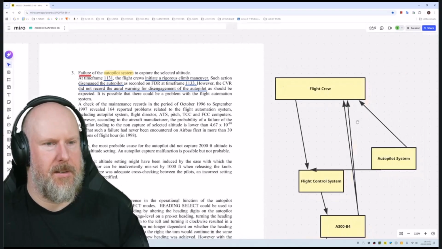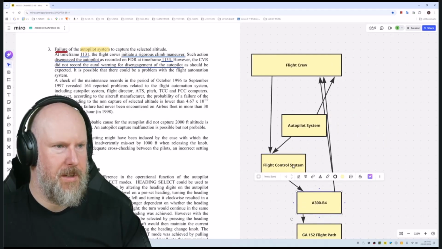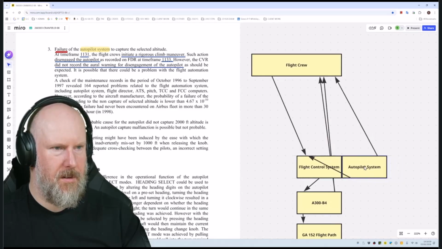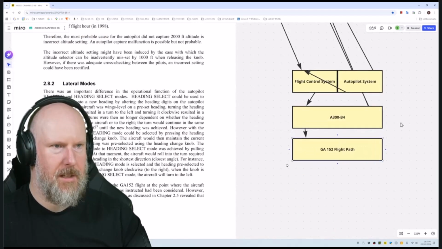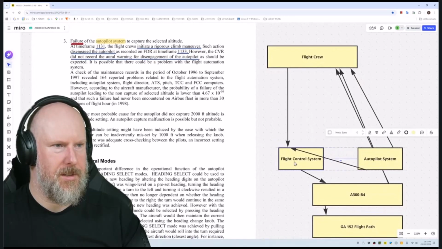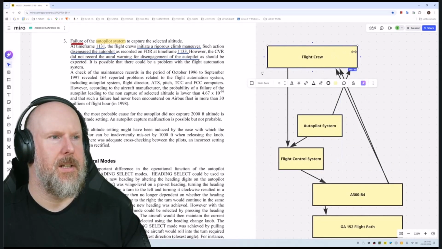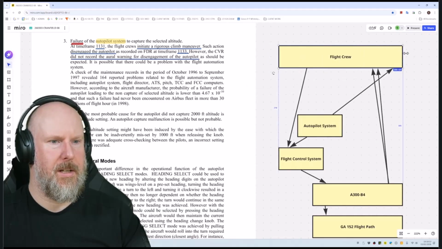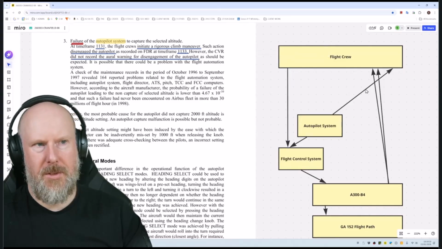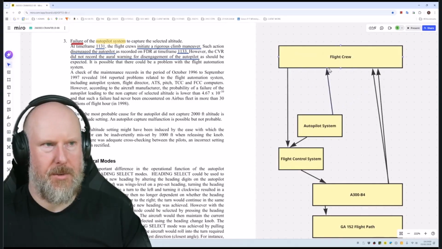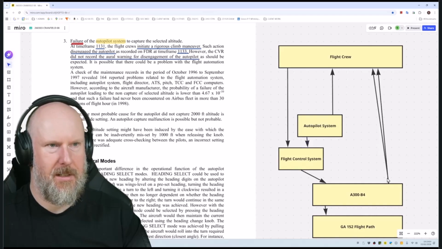There we go. Right, so we've got autopilot system, flight control system, some feedback from the aircraft. So let's make that a bit bigger. Make that bigger. Put the flight control system there. Put the autopilot system there. Make the flight crew wider. There we go. Right, what I'm just doing now is I'm trying to draw a quick model just to sort of illustrate some points. I don't want to make things too complicated.